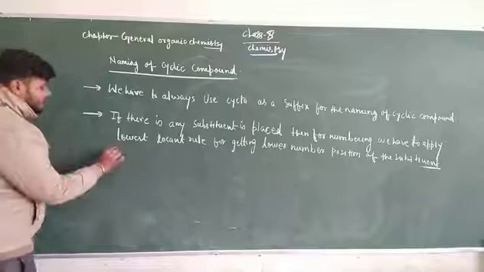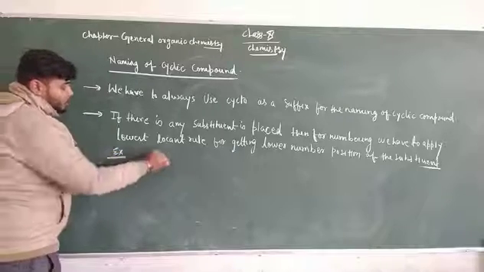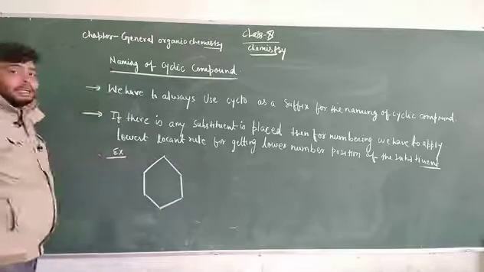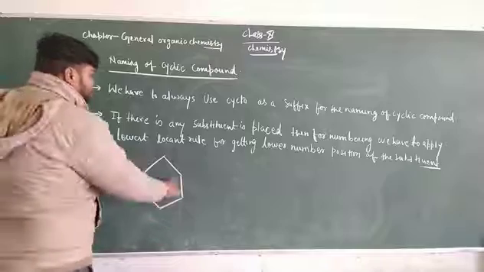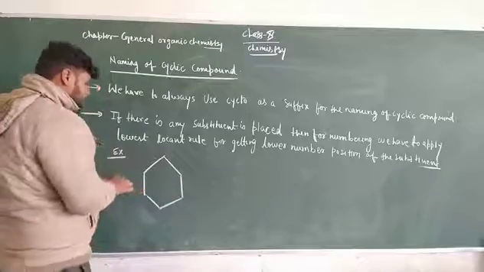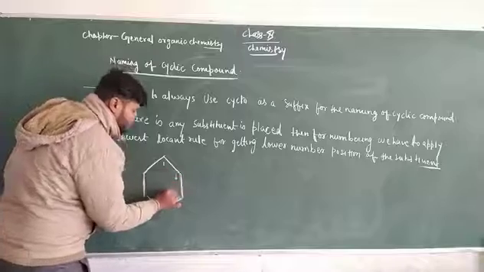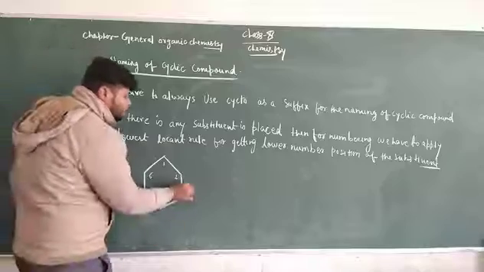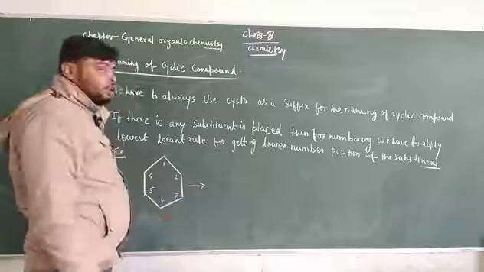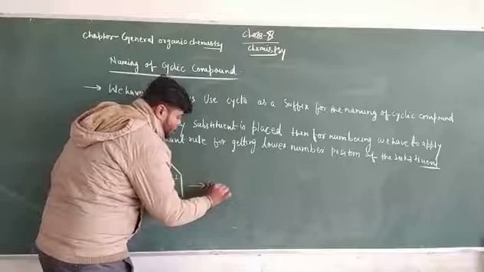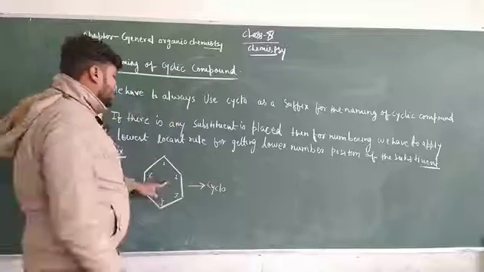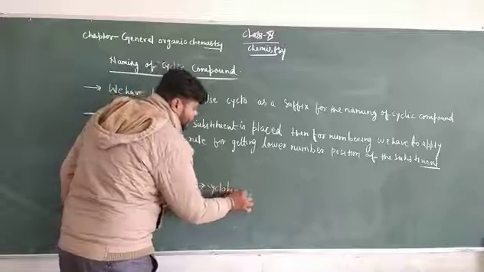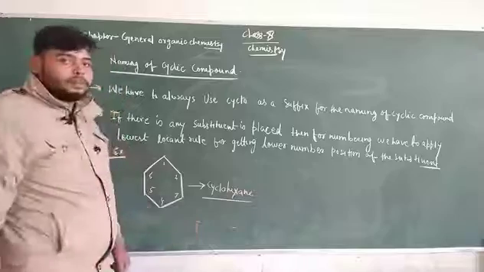Now we take some examples. This is the structure of one cyclic compound. There is no substituent attached in this, so we select the parent chain. This is 1, 2, 3, 4, 5 and 6. Now we have to use the naming. You have to use the prefix cyclo. How many carbons? Hex, with a total of 6 carbons, all single bonded. This is cyclohexane.